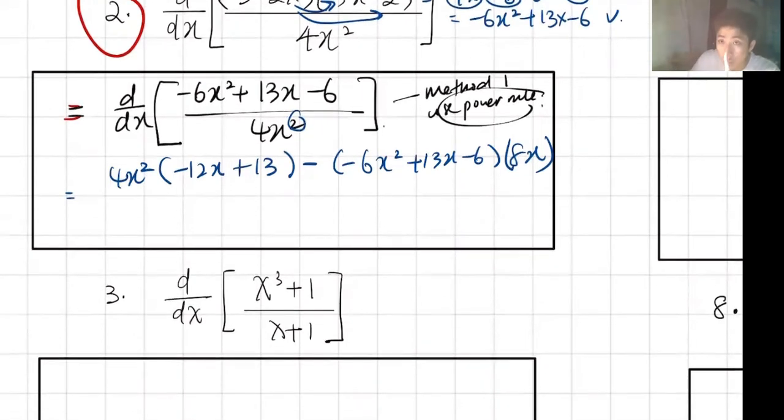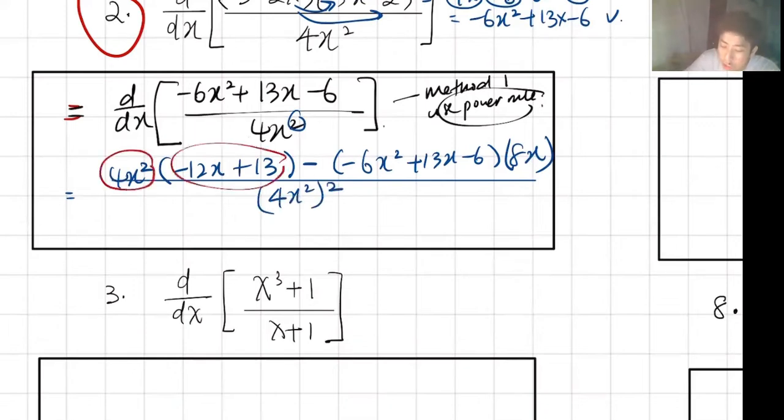Don't forget, in the quotient rule you have one last thing to do, which is dividing by the bottom squared. The bottom squared is 4x squared in a bracket, squared. So I repeat: copy the bottom, differentiate the top, minus, copy the top, differentiate the bottom. Basically you switch over the order. Don't forget the minus. And then lastly you square the bottom.